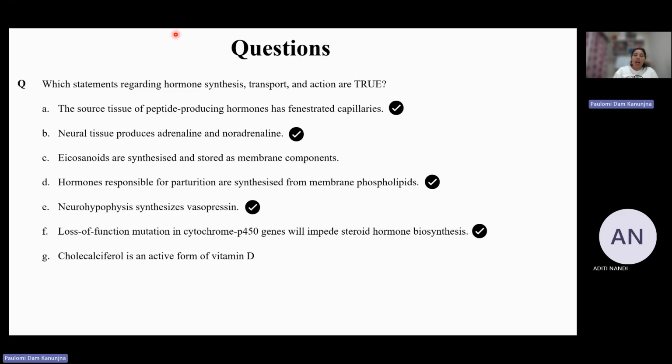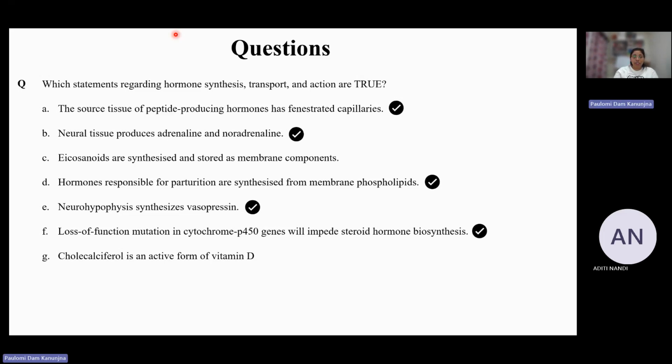Okay, the next one says hormones which are responsible for parturition are synthesized from membrane phospholipids. That's correct. Those are prostaglandins, if you know that. The prostaglandins, which are important for labor and parturition, are synthesized, as we know, from arachidonic acid, which comes from membrane phospholipids, right? Sixth one is also correct. It says neurohypophysis synthesizes vasopressin, which is basically your posterior pituitary, and we saw how they have neural connections.